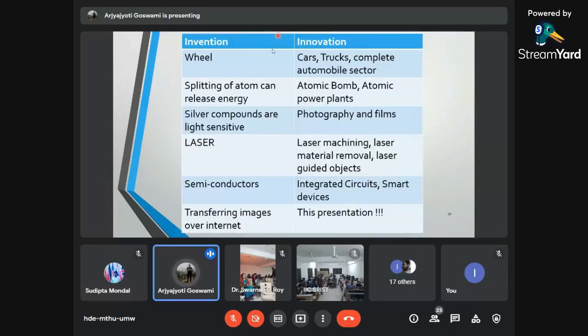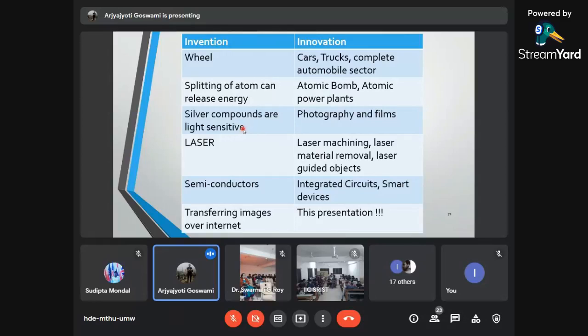I want to tell you about this difference between invention and innovation. So wheel was an invention, but using that wheel, coming up with cars and the complete automobile sector, that is an innovation. Splitting the atom to release energy, this was an invention, but using that released energy for atomic bombs or atomic power plants, that is an innovation.